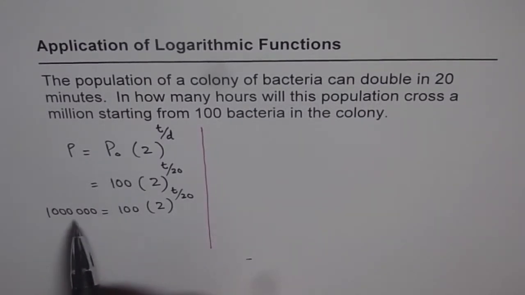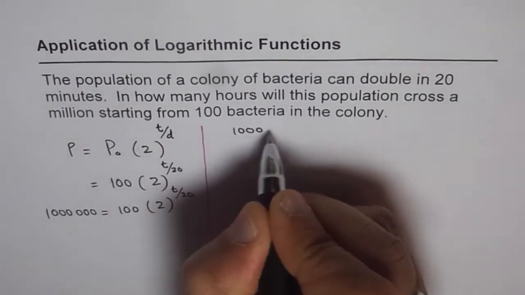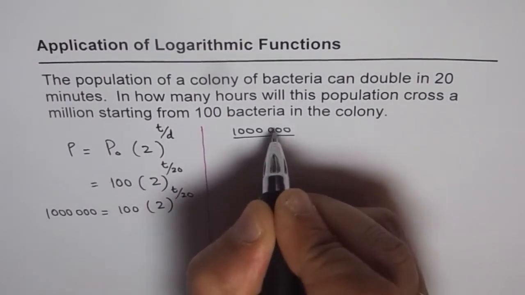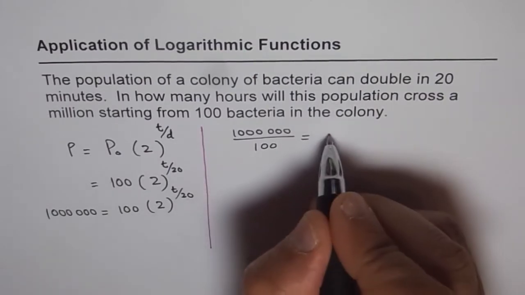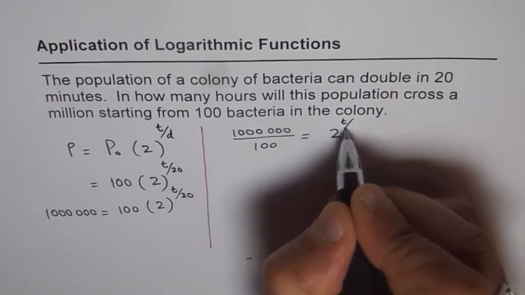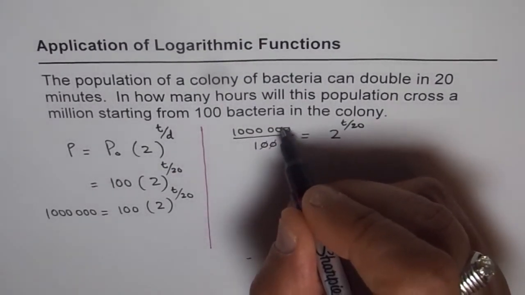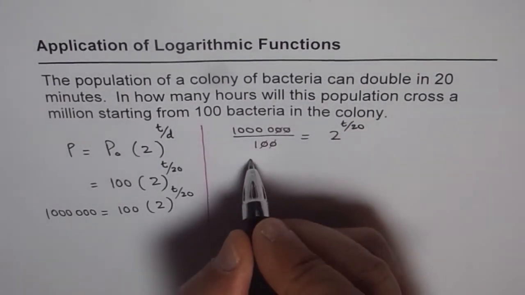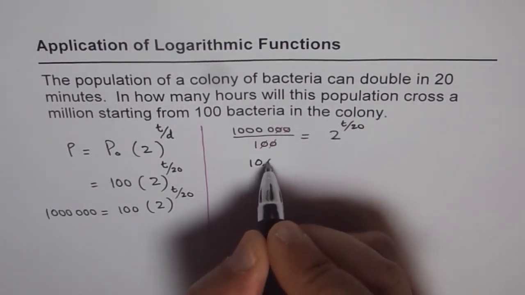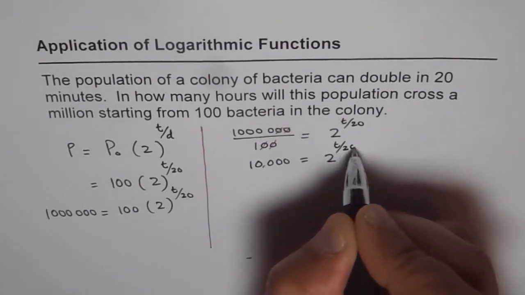So first step is, let's divide a million by 100. If you divide 10 to the power of 6 by 10 to the power of 2, you know what you should get, right? You get 2 to the power of t over 20. So that is the first step. In this, 2 zeros get cancelled off, 2 on the top and 2 on the denominator. We are left with 10,000, 10 to the power of 4. Let me write 10,000 for the time being, equals 2 to the power of t over 20.